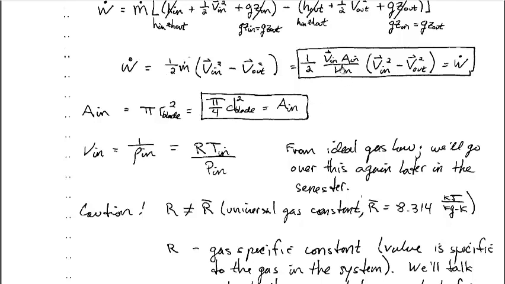Okay, now what to do about this specific volume? This is a little trickier. Sometimes the specific volume or the density will be given to you directly. If you're given density directly, you know that the specific volume is just the inverse of density, so you can very easily calculate the specific volume. But what if you're not given the density?